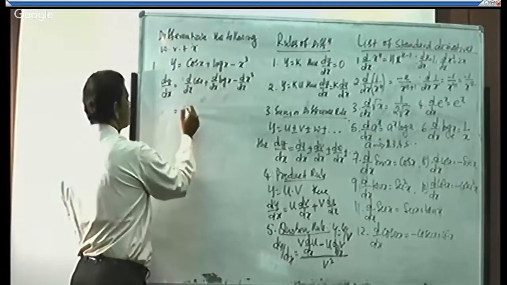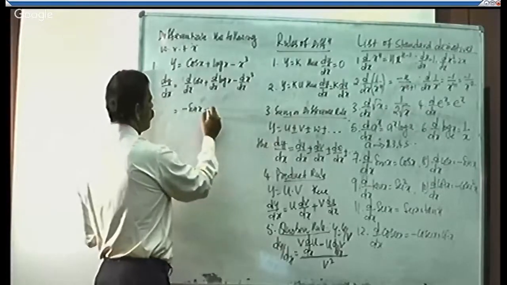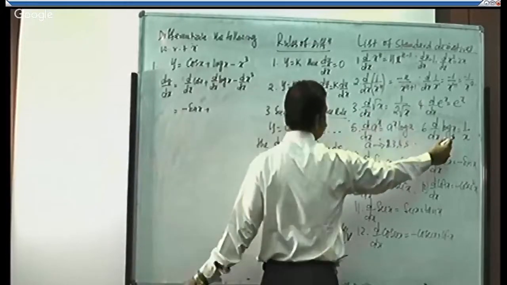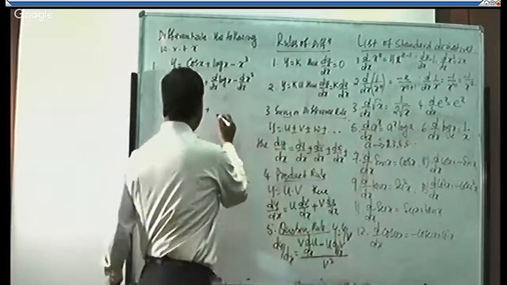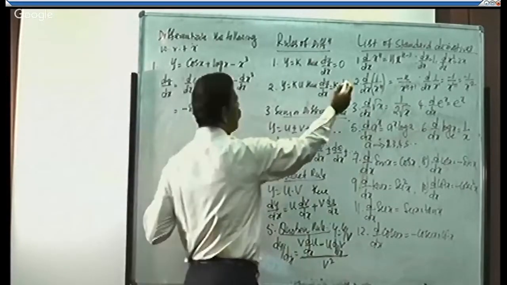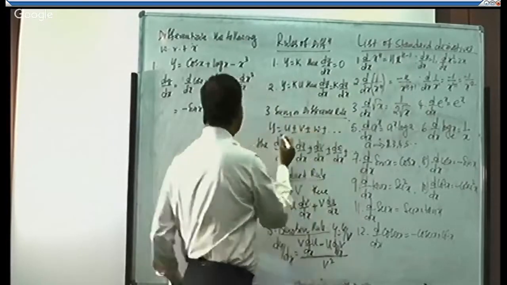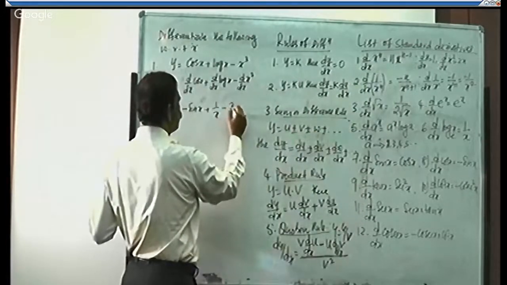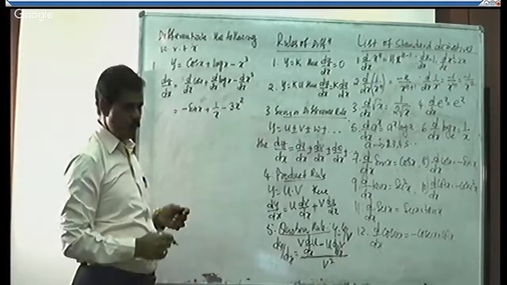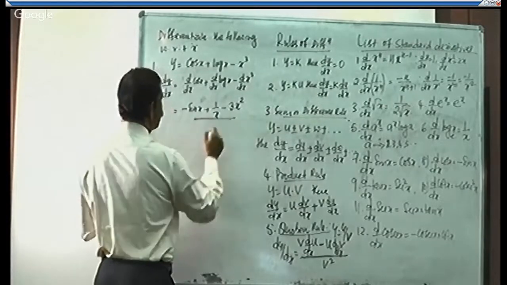Differentiation of cos x is what? Minus sin x. See the list. Plus differentiation of log x. Differentiation of log x is 1 by x. Right? Differentiation of x cube: treat it as x to the power of n. N into x to the power of n minus 1. N is 3. X to the power of n minus 1 is x square. You practice, write directly. Okay, this is the derivative.